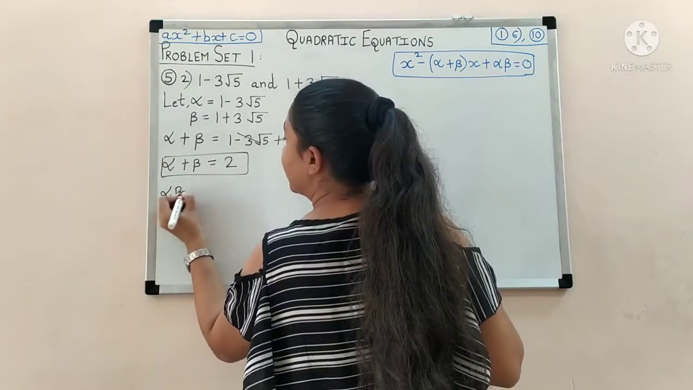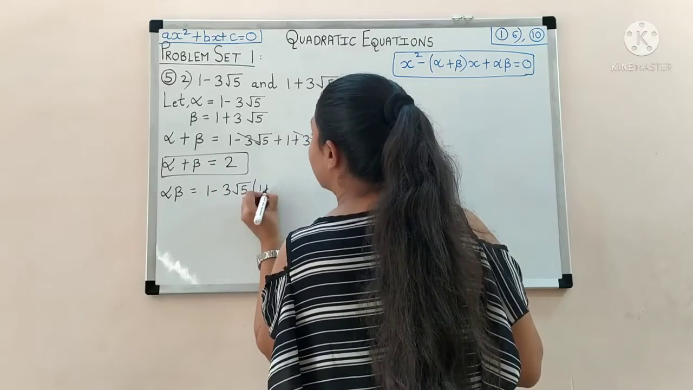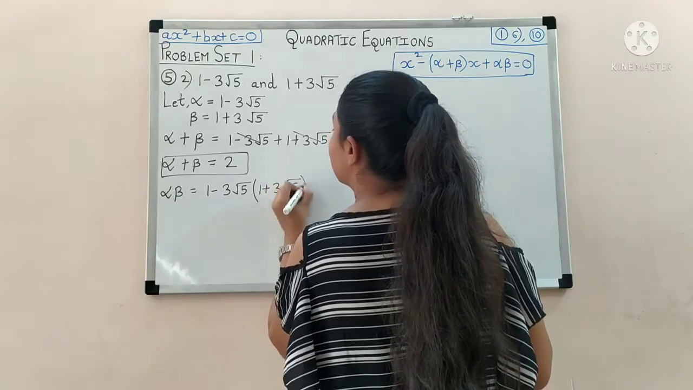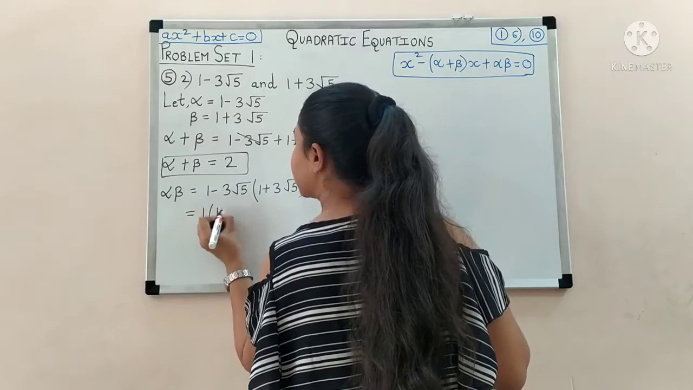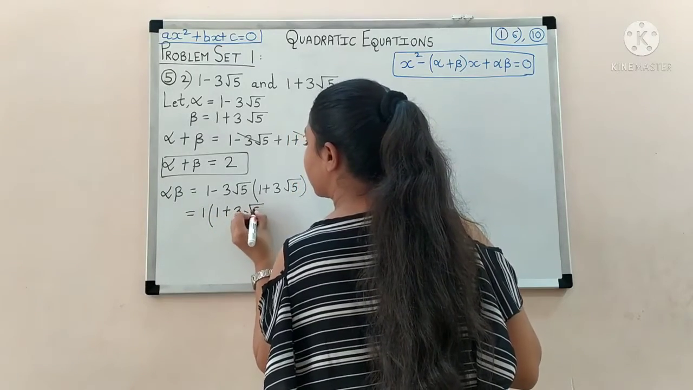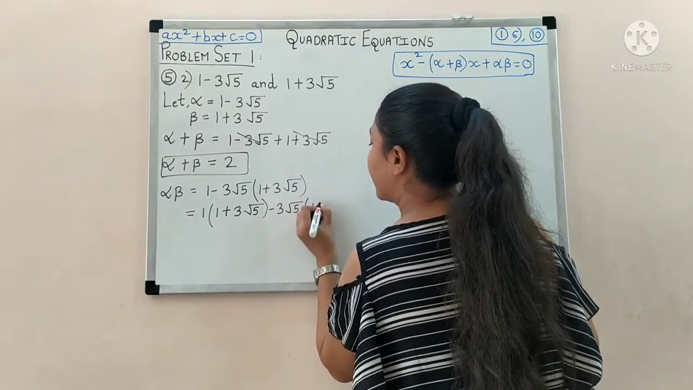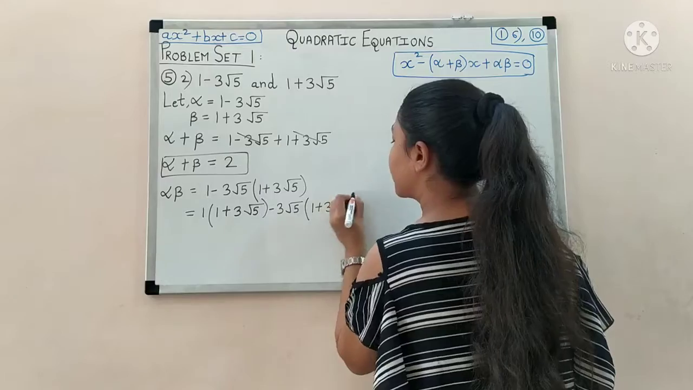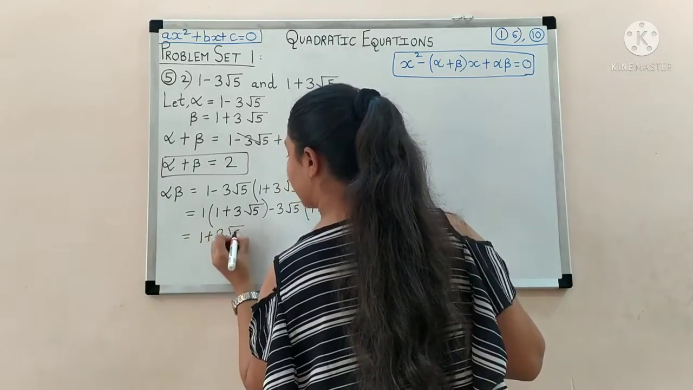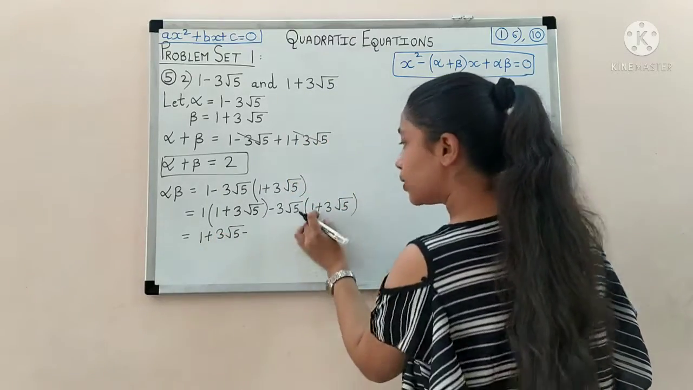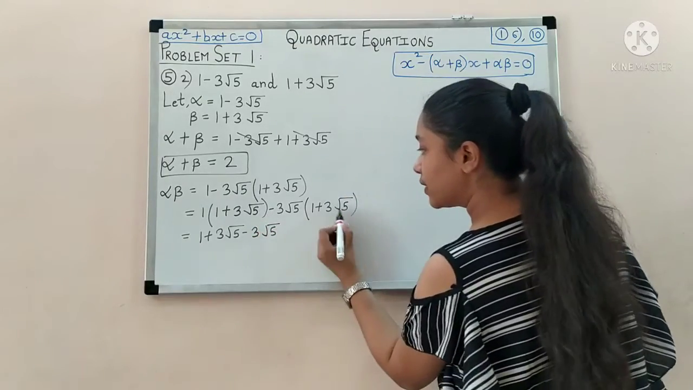So alpha into beta will be 1 minus 3 root 5 into 1 plus 3 root 5. Now multiply the first term with the second bracket, plus the second term with the second bracket. So 1 into 1 plus 3 root 5, minus 3 root 5 into 1 plus 3 root 5. This will be as it is, 1 plus 3 root 5, since it is 1 here. Then minus 3 root 5 into 1 gives me minus 3 root 5. And now see here, minus 3 root 5 into 3 root 5.